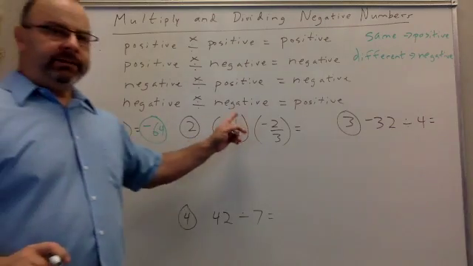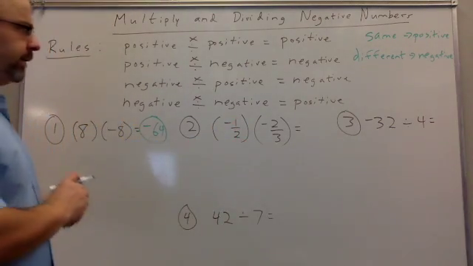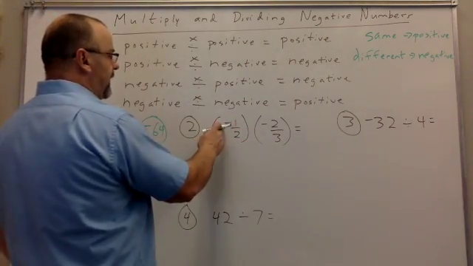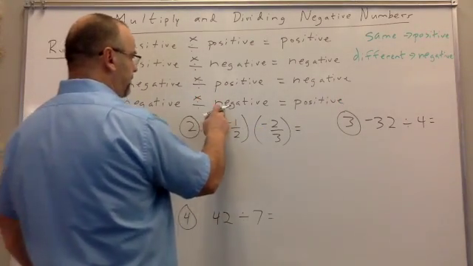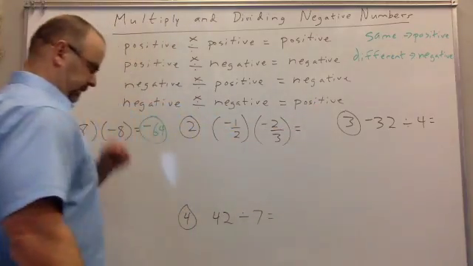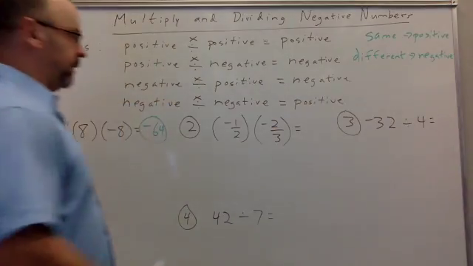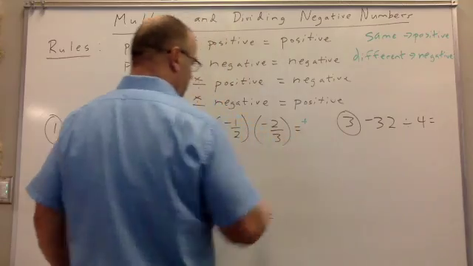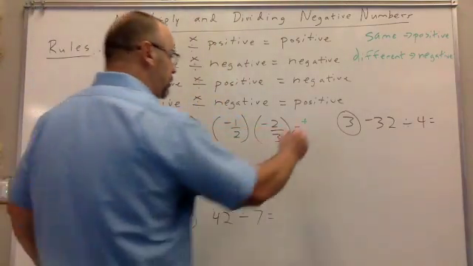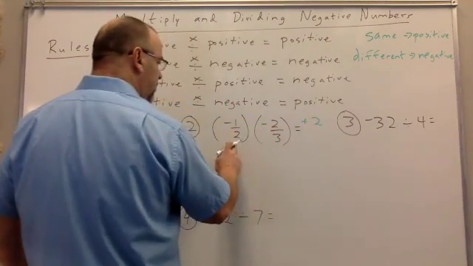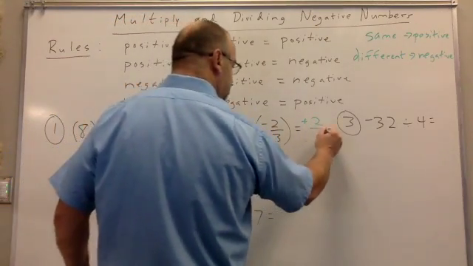Number 2, we have some fractions we're going to multiply here. So first of all, let's take care of the sign. A negative times a negative is a what? Negative times a negative is a positive. So therefore, we know the answer is going to be positive. Put a plus there. 1 times 2 is 2. Multiply straight across. 2 times 3 is 6.